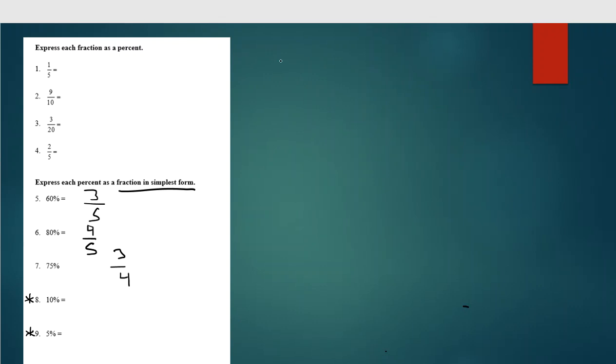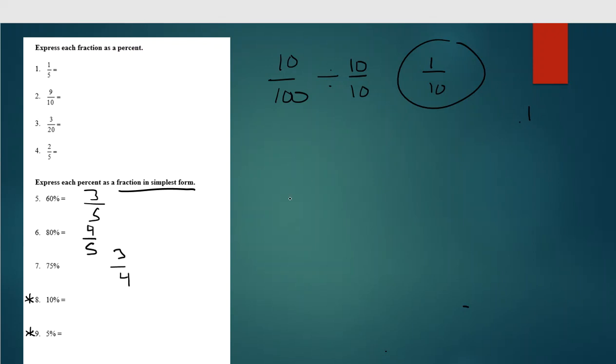10% is 10 out of 100. And then to write that in simplest form, 10 over 100 would simplify to 1/10. Okay, and remember, 1/10 as a decimal would just be 0.1.